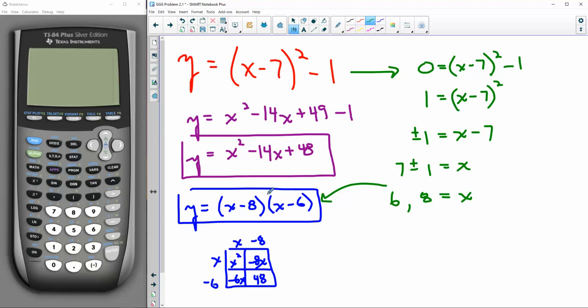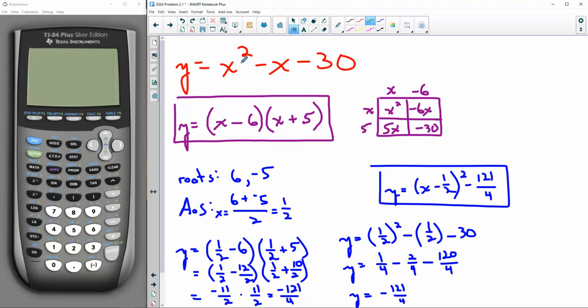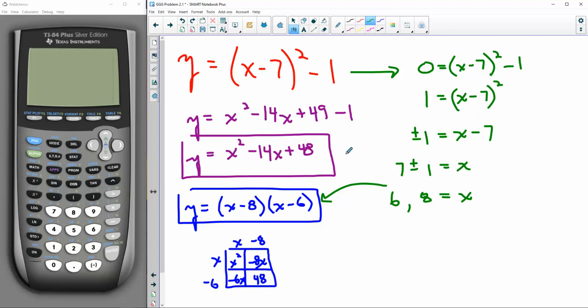Okay, so we did factored form into general and vertex form. We did general form into factored and vertex form. And then we did vertex form into general and factored form.